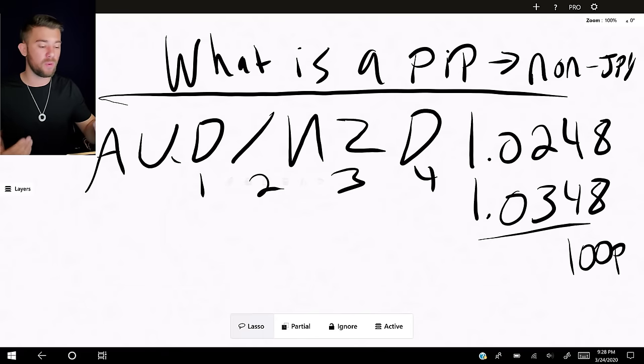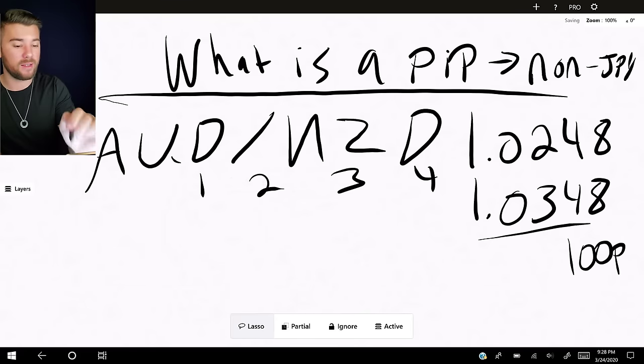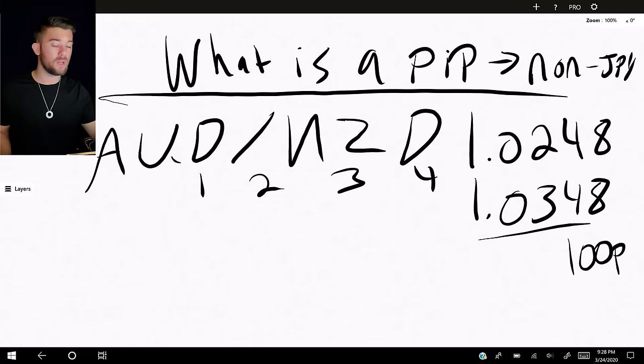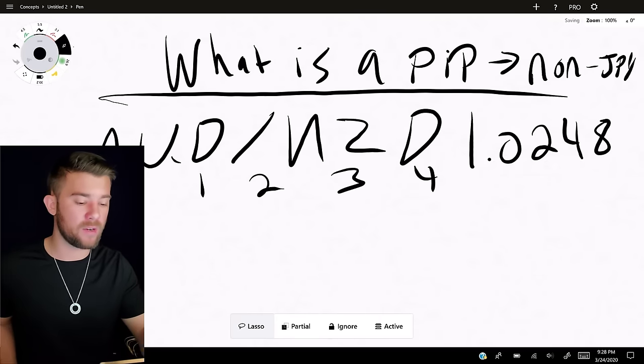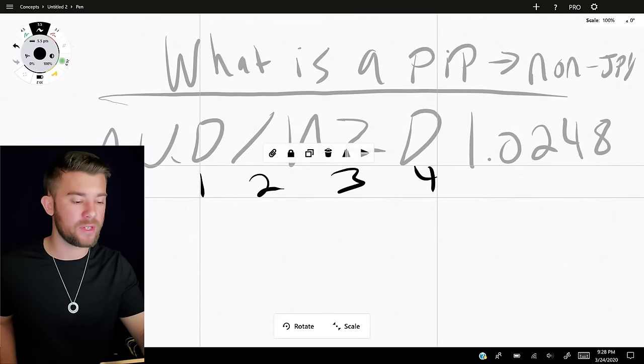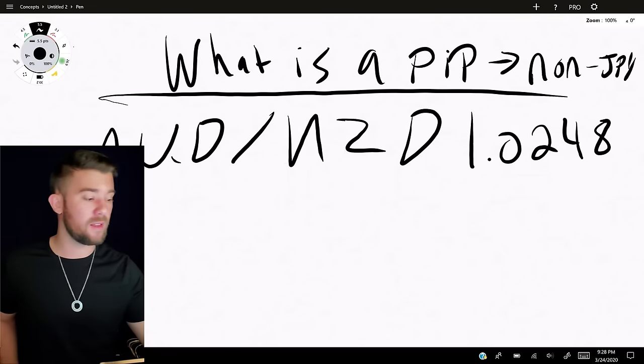And remember, the way we're looking at this is our pip, our one pip, is the fourth decimal place away from the decimal. Okay? So if we have, just as a final review here on non-yen pairs, the fourth decimal place here, this would be 4, right?